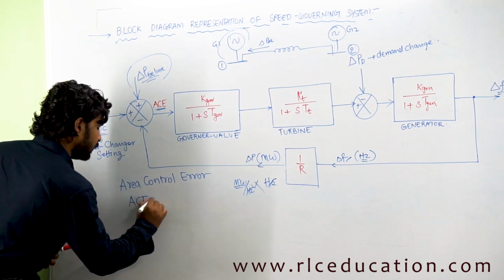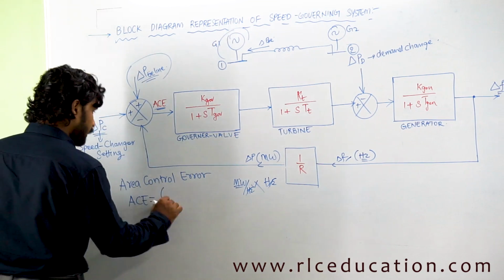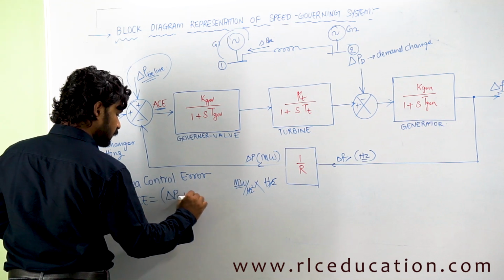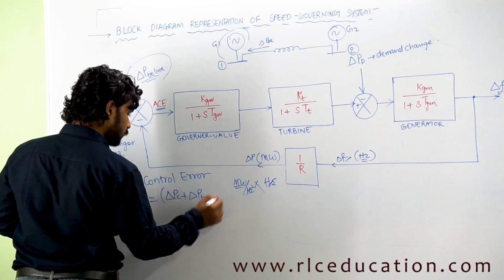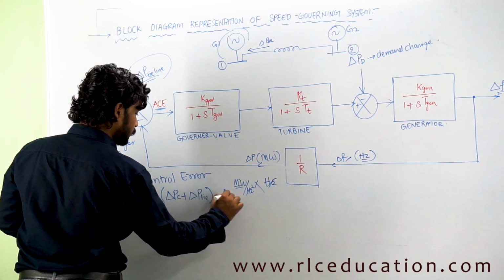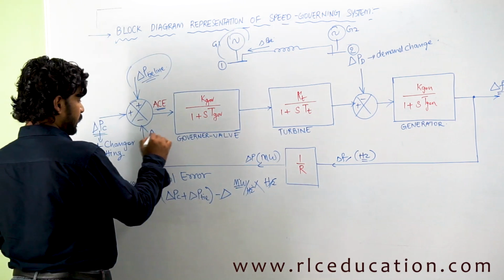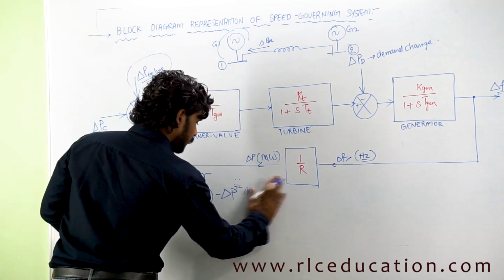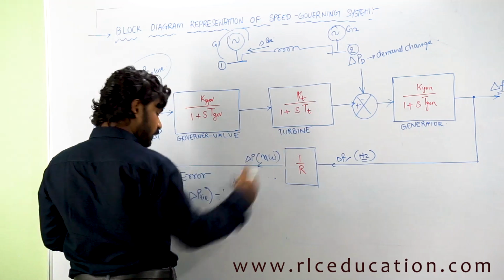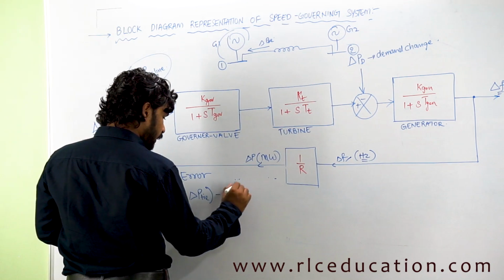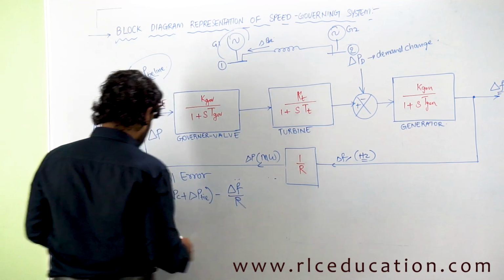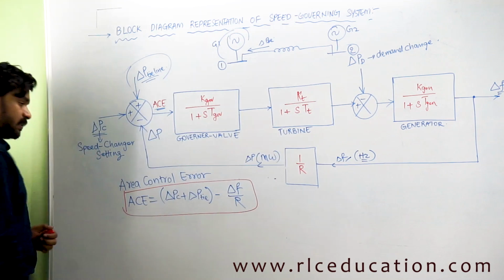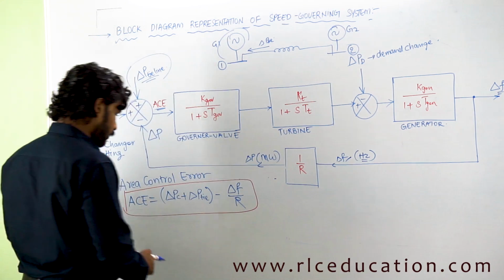So ACE can be defined in what way? The sum of speed change setting plus tie line power increment minus, okay, this delta P. Delta P is nothing but, I will write it in terms of whatever is given here, delta F by R, isn't it? So this is what is called the area control error equation. This is called the area control error equation, okay.